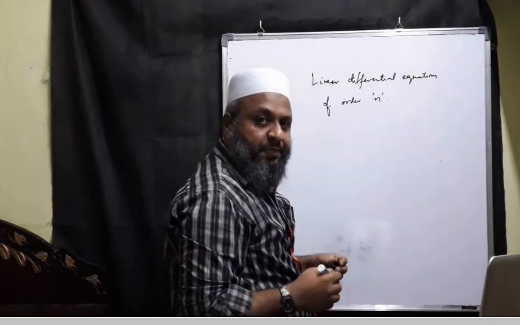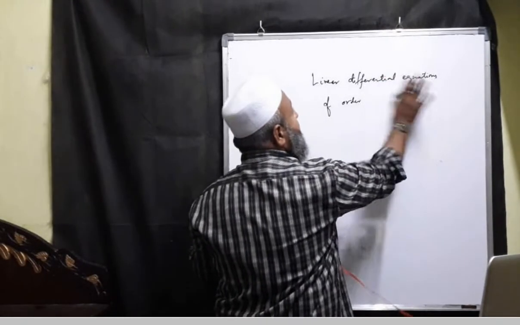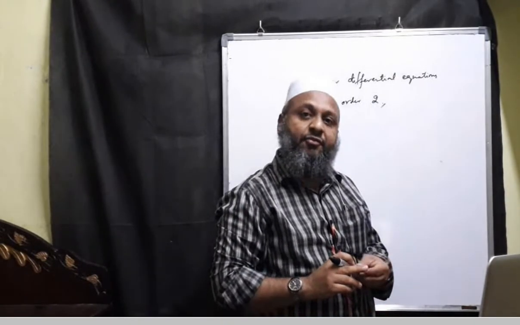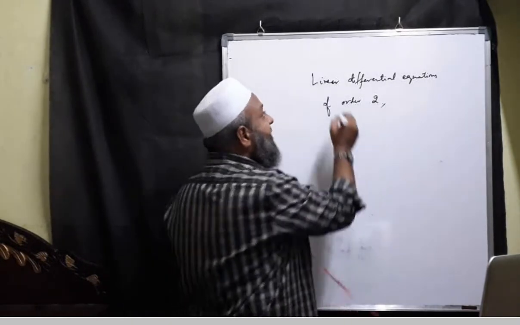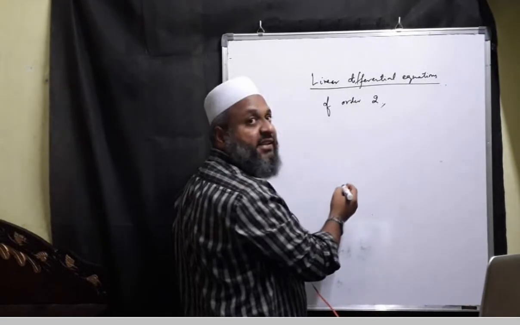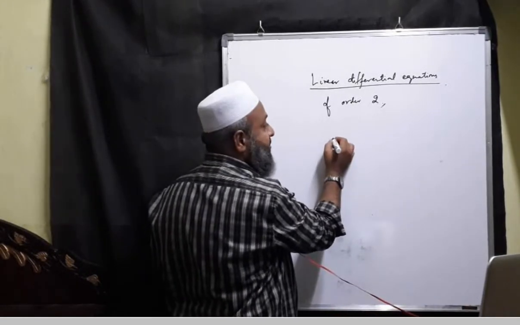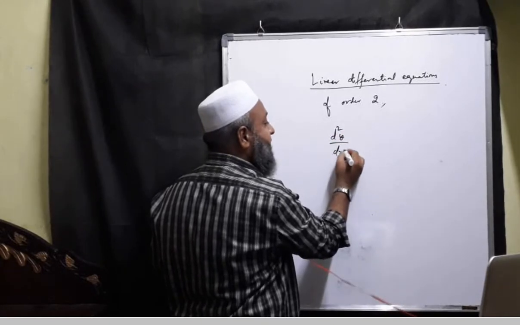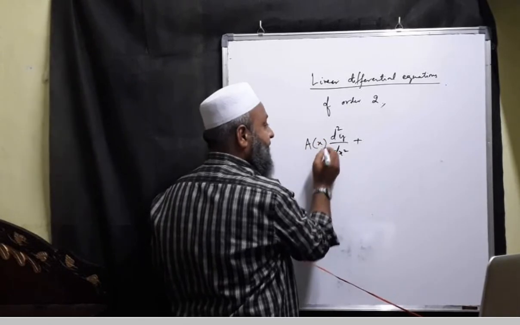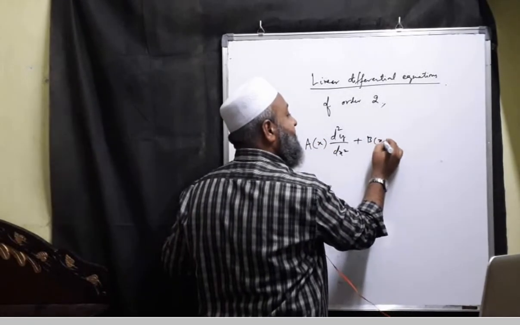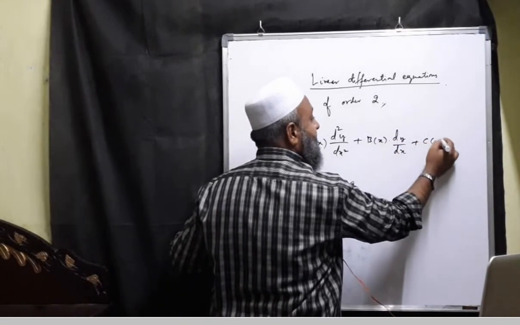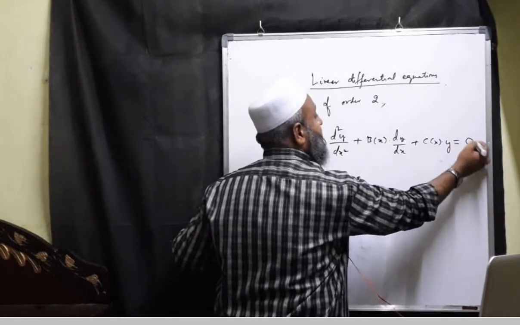It may be any order, but first of all we talk about linear differential equations of order 2. Then the same method can be applied for order 3, 4, 5, and so on. More importantly, we are limited to linear differential equations, but we are dealing with the case of variable coefficients. For example, d square y by dx square plus a of x, some function of x, plus b of x into dy by dx plus some function c of x into y is equal to 0.